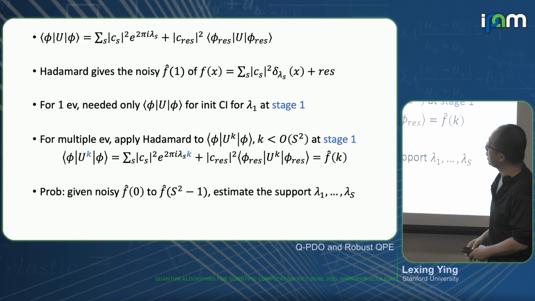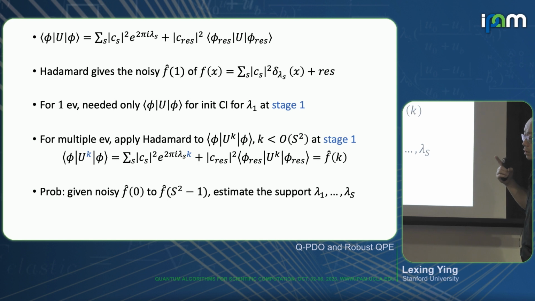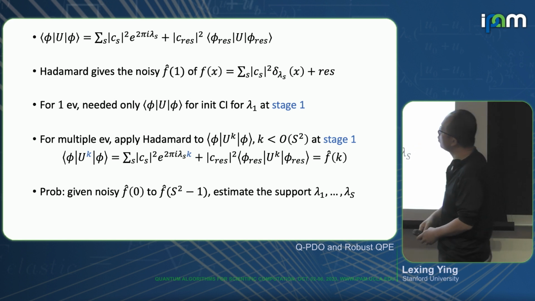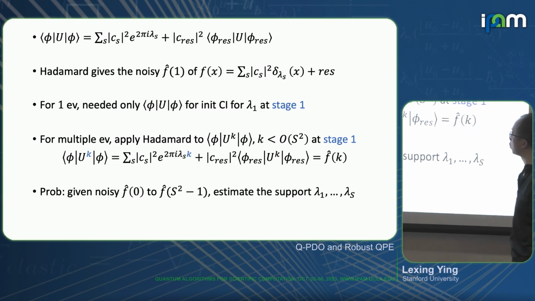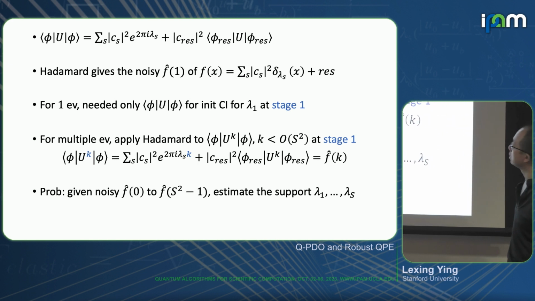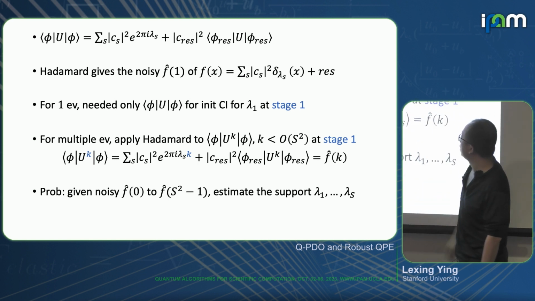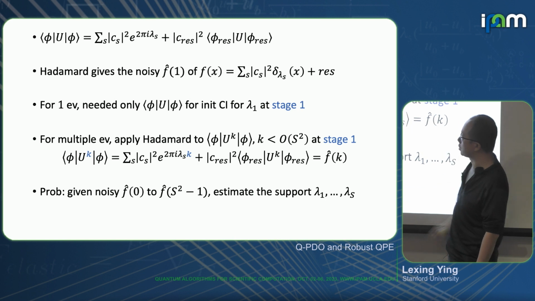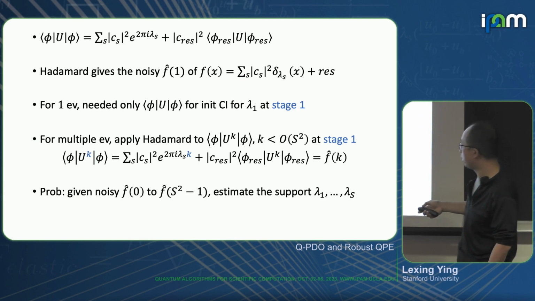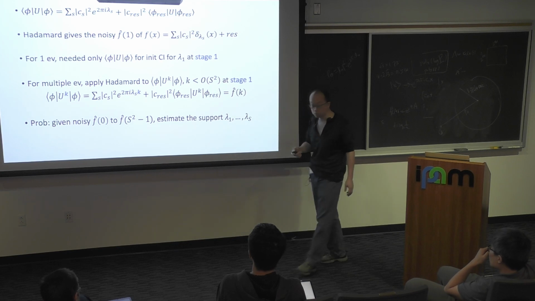Now, for multiple eigenvalues, running just for U is not enough because it only gives us one number, even for the initial confidence interval. We need to run U to the power k, where k is roughly on the order of s squared, at stage 1. Therefore, we get the Fourier transform of this function not only at k equal to 1, but f hat k for k from 1 all the way to s squared. And the problem becomes, how do we estimate the support from this Fourier transform?